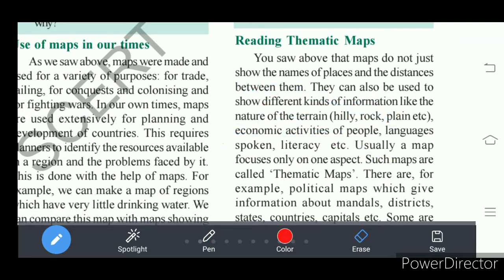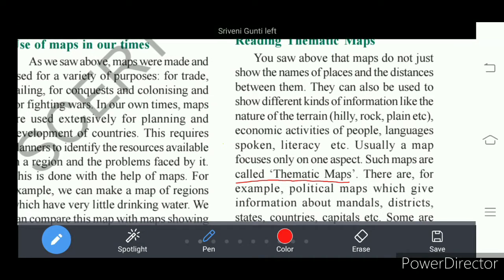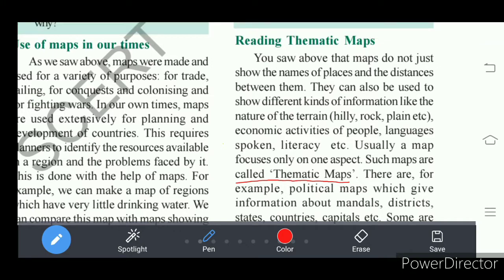So maps used for one specific purpose are called thematic maps. Okay, only for one specific purpose we use a map, that is to be called thematic map. For example, we want to know the political boundaries of the states in India. Then we use a political map.